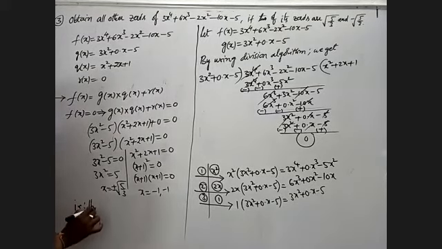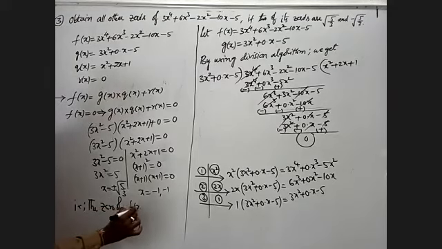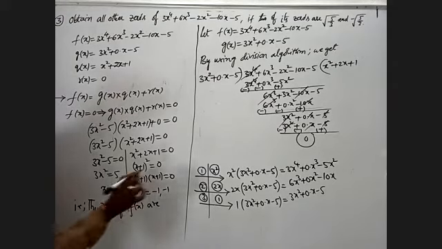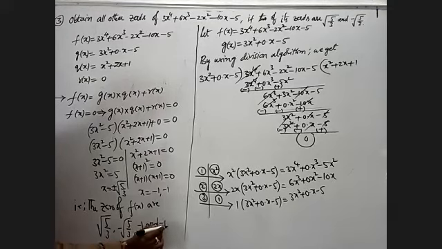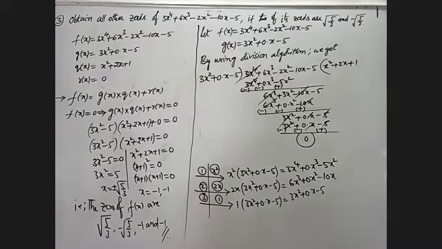That is, all the zeros of f of x are root 5 by 3, another one is minus root 5 by 3, another one is minus 1. Finally, we will take the value minus 1. You write this one, after that I will explain the next problem.